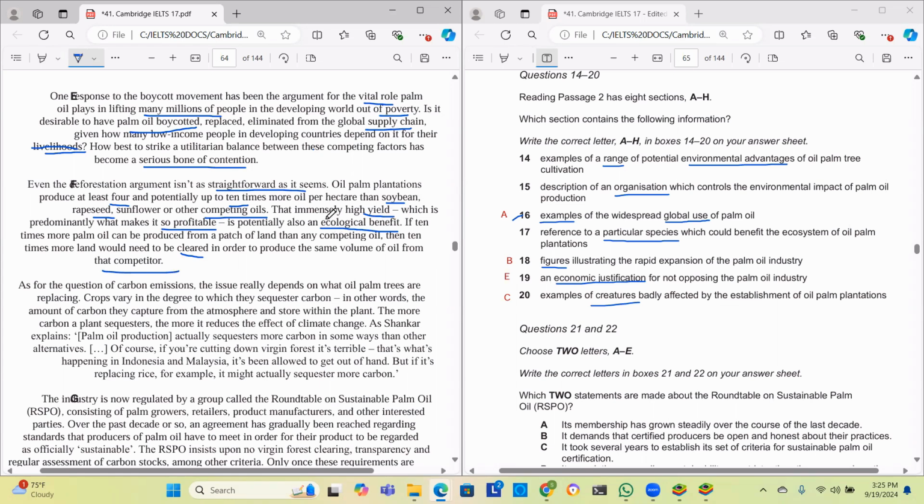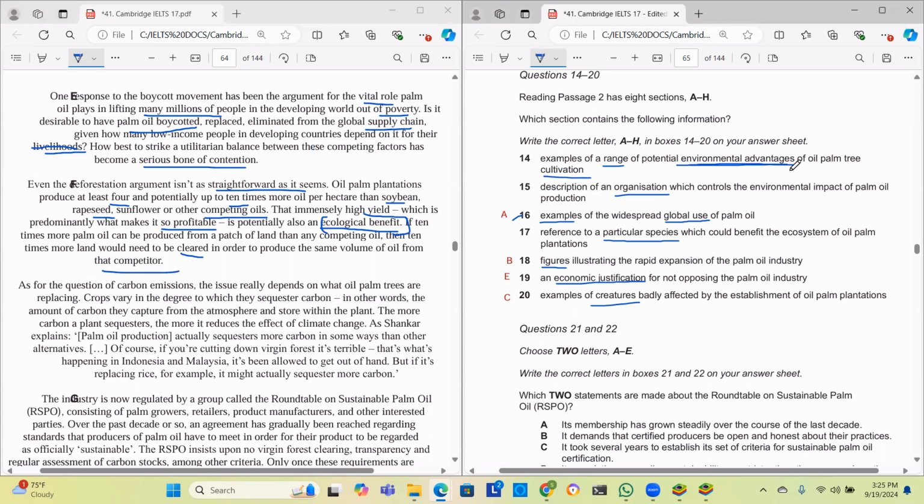What is this? He's talking about ecological benefit, guys. This is the keyword you have to catch: environmental advantage. Did you get it? Environmental advantage, ecological benefit. This is paraphrased. Okay. Synonym exactly. So, examples of a range of potential environmental advantages of palm tree cultivation.